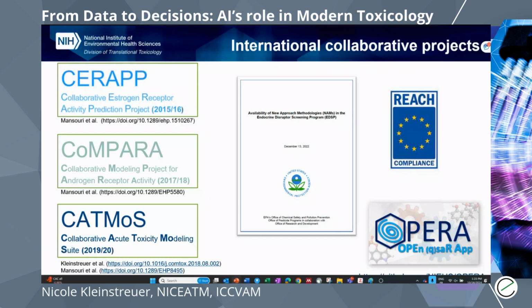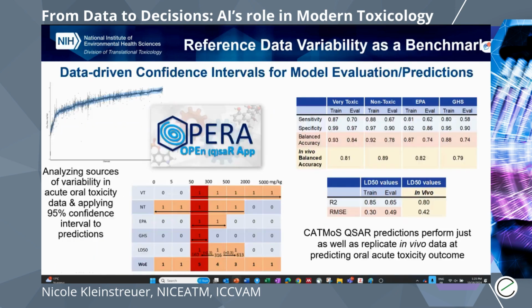We've done this for endocrine disruption and for acute systemic toxicity. These have been part of regulatory guidance documents published by the US EPA and, more recently, by ECA, as reliable lines of evidence to predict things like estrogenic or anti-androgenic pathway activity or acute oral systemic toxicity. And most recently, we just launched an acute inhalation systemic toxicity modeling project, leveraging these same groups.